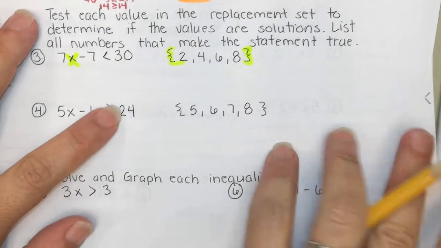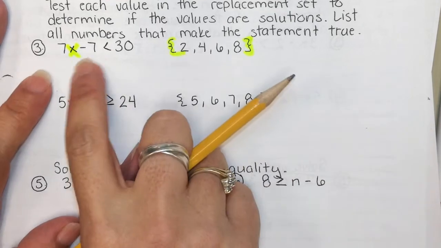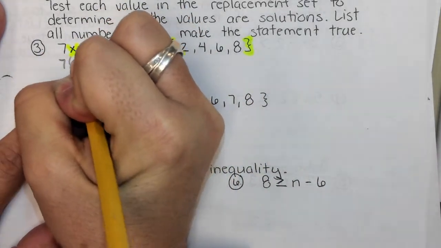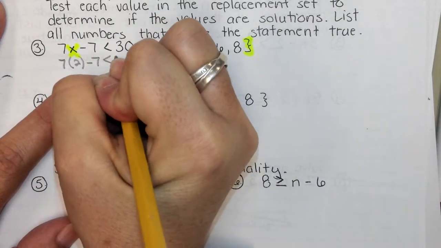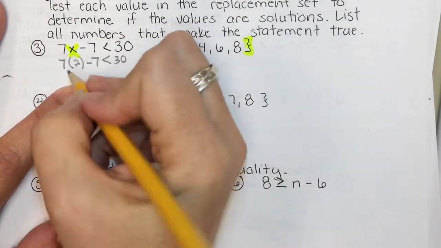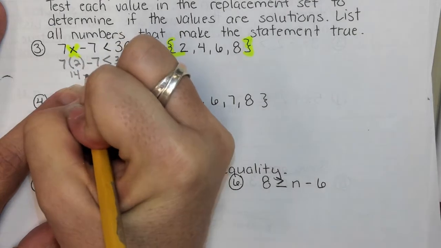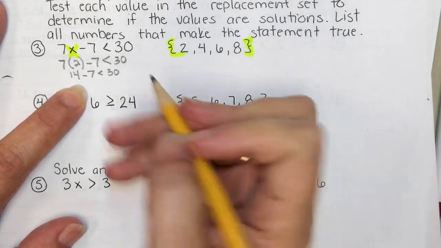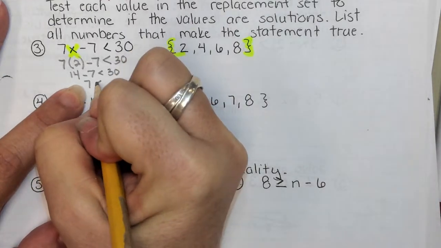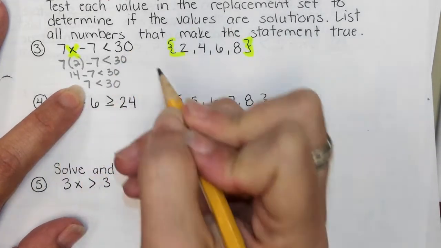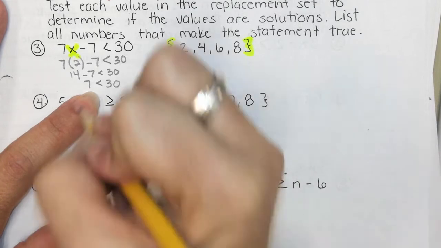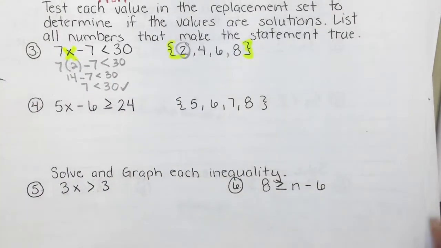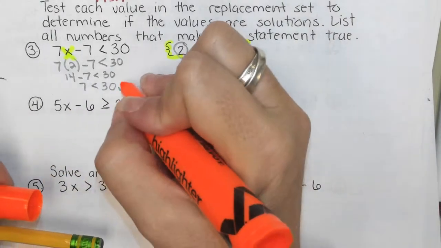Okay, so I'm going to start with the number 2. Put it where that x is. 7 with a 2. That would be 14 minus 7. So I get 7 is less than 30. Is that true? Yes. So I'm going to put a little check there, and I'm going to circle the 2 because it is one of my answers.